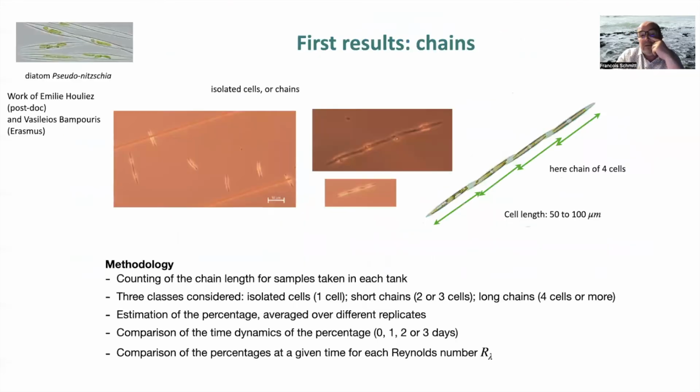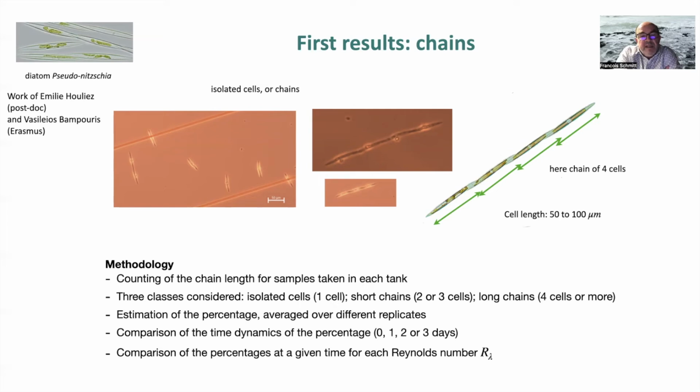We have also looked at the chain length, because this is a species that can form chains. We see here different pictures. On the right, we have a picture with a chain of 4 cells. And the methodology was to count, in fact, for samples, the chain length. We have considered 3 classes: isolated cells, so a chain of only 1 cell, short chains with 2 or 3 cells, and long chains with more than 4 cells.